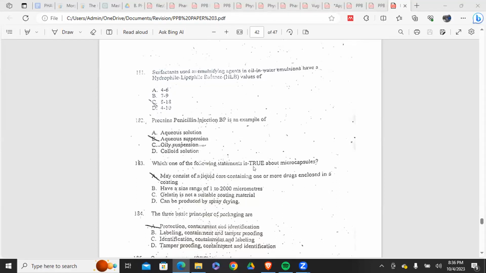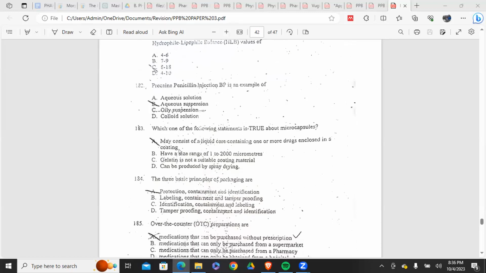Which of the following statements is true about microcapsules? May consist of a liquid core containing one or more drugs enclosed in coating. Size range of 1 to 2000 micrometers. Gelatin is not suitable coating material and can be produced by spray drying. So which following is true? Do we spray dry a microcapsule?